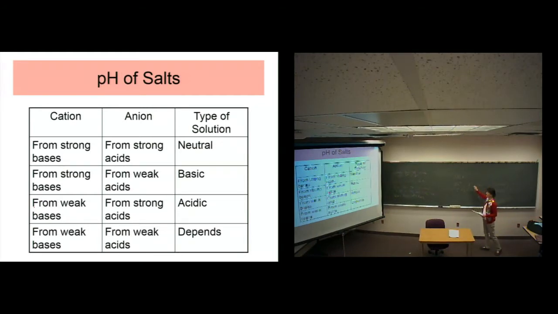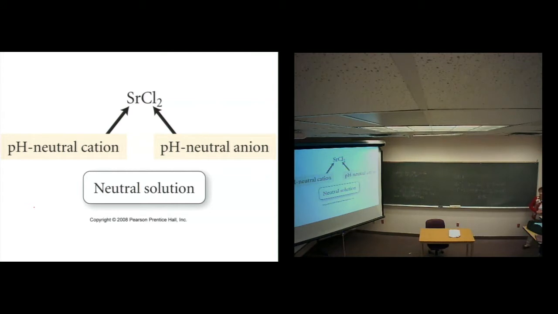Okay, so let's just practice a couple of these. Let's look at strontium. All right, so let's look at the cation, strontium. Hey, is it one of these listed from a strong base? Yes. So no effect, right? Okay, now let's look at chloride ion. Is that one of our no effect ions? No. Yeah, okay, so what do we got? No effect, and no effect is neutral.